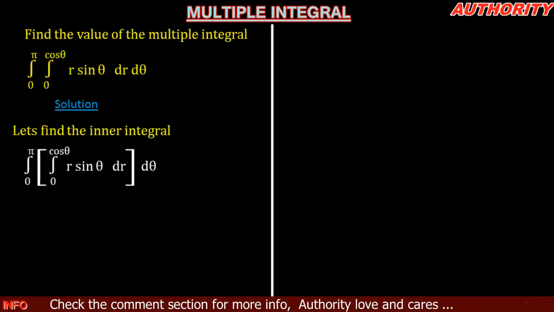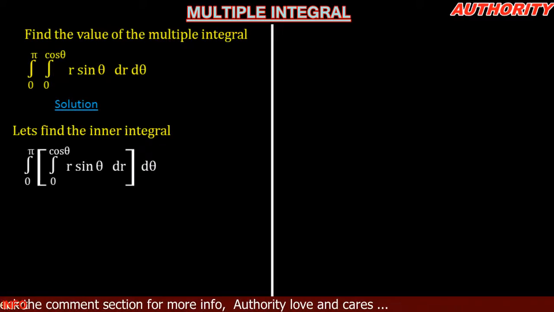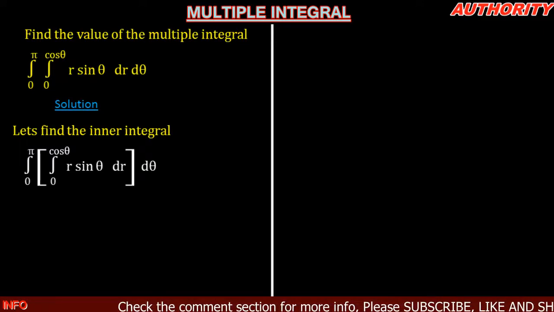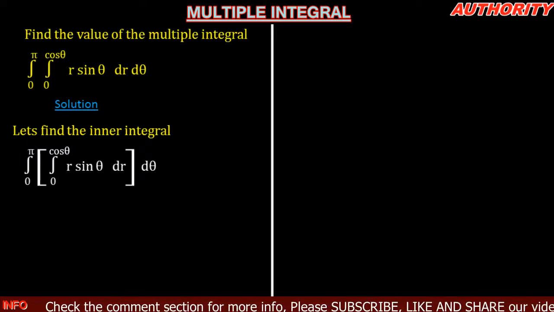We are going to integrate this part by part. We have the inner part and the outer part. The inner part is the integral from 0 to cos theta of r sine theta dr. Let's integrate this inner part before we integrate the outer. We integrate r with respect to dr and hold theta as a constant.